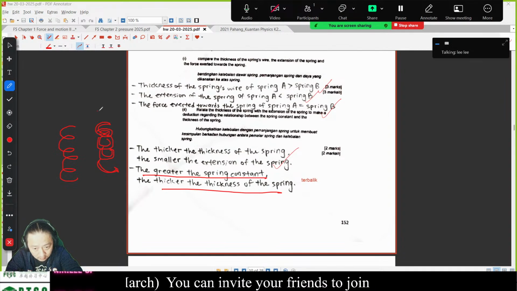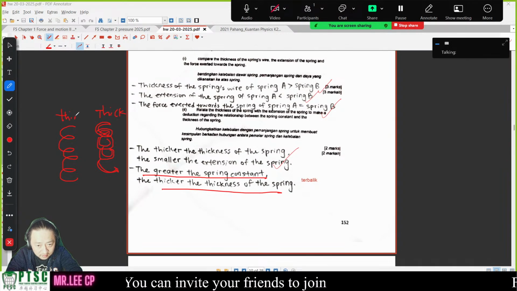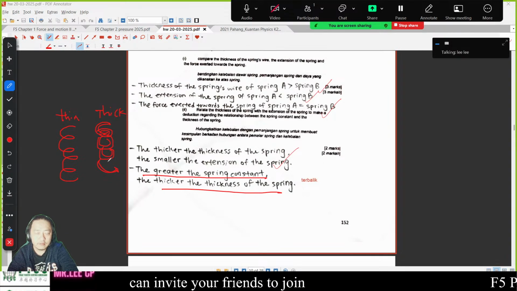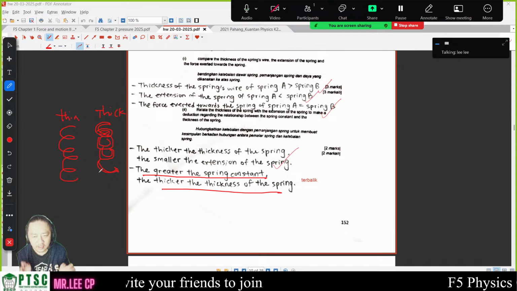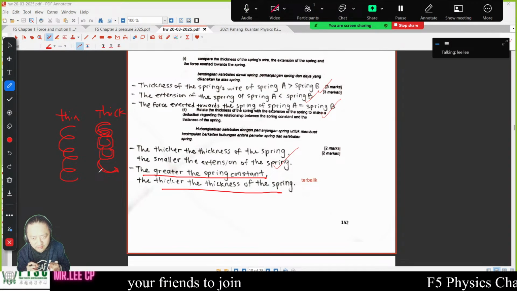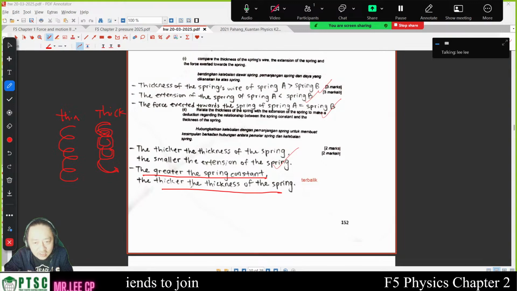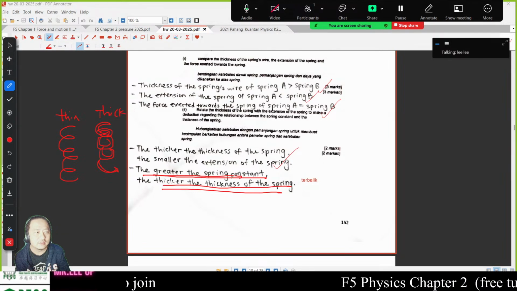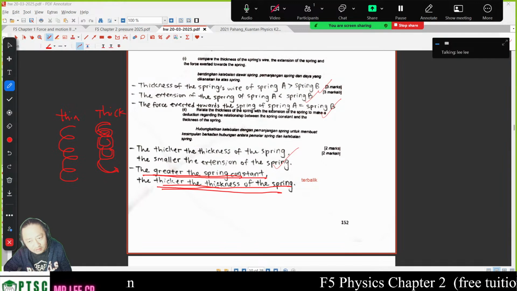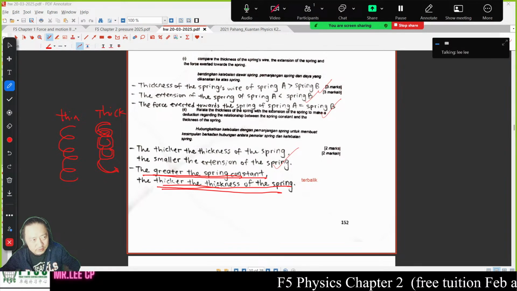This one is thick. This one is thin. Okay. What does that mean? The higher the spring constant, the thicker the spring. Or the thicker the spring, the higher the spring constant. Which one is correct? So you have to write: the thicker the spring, the higher the spring constant, the greater the spring constant.